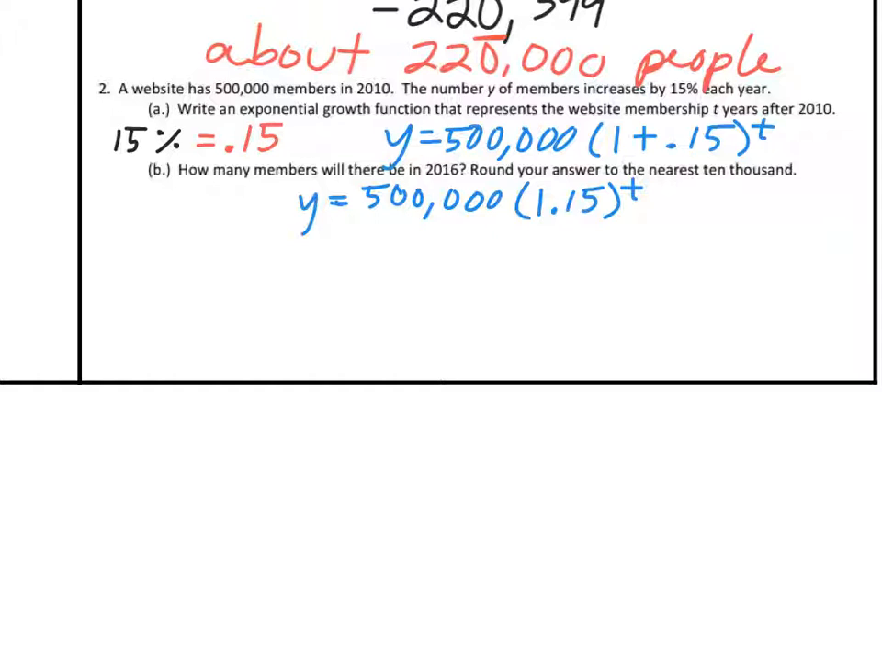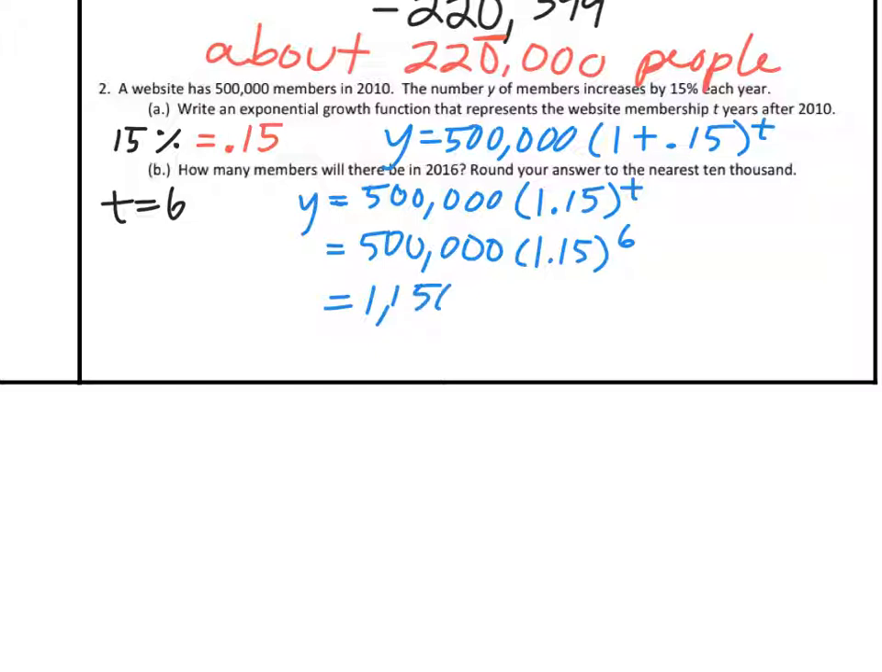Okay, it says how many members will there be in 2016? How many years have passed? 6, so t equals 6. Substitute that in. 500,000 times 1.15 to the 6th power. If you plug it all in your calculator at once, you should get the correct answer. I will write the answer up on the board just so you can confirm that you've done it correctly. But I do want you to do it in your calculator yourself so you can do it by yourself later.